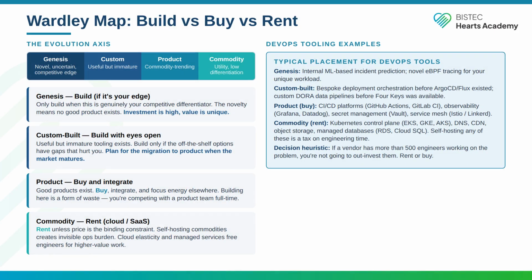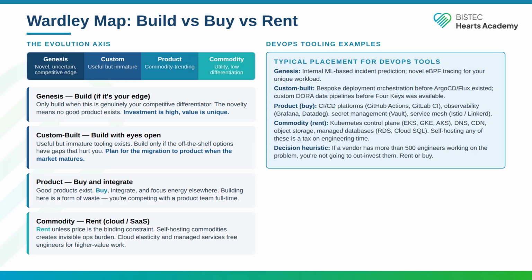A Wardley map visualizes the evolutionary maturity of the components in your system and helps you make better build versus buy decisions. The horizontal axis is evolution, from Genesis, which is novel and poorly understood, through custom-built and product, to commodity, which is a utility that is widely available and well understood. The vertical axis is the value chain. High up is user visible. Low is infrastructure.